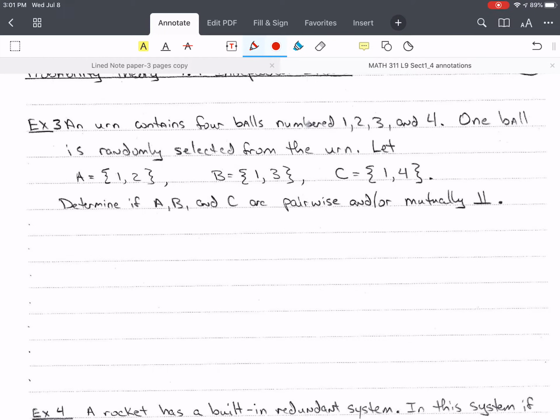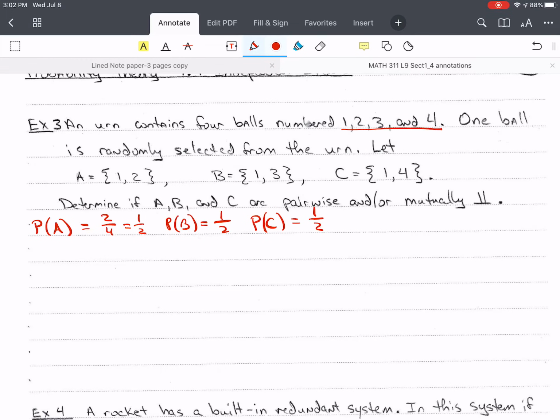So we need to know the probability of A. Now it contains 4 balls, so the probability of A is going to be 2/4 or 1/2. The probability of B is again equal to 1/2. And the probability of C is also 1/2.